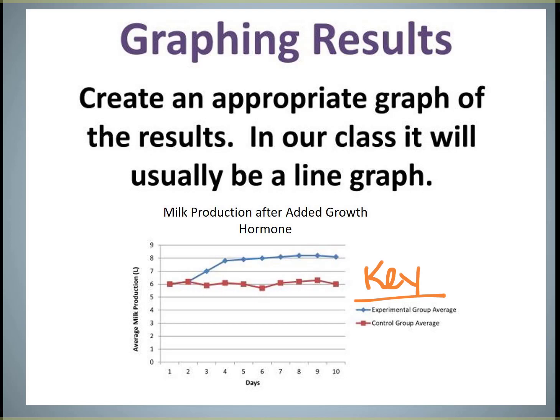Again, I have my x-axis here. This is my independent variable. So I'm recording over time what this added hormone is doing, or looking at the control, to see that things are just normal. And then here is my y-axis. This is my dependent variable. So as time goes by, we see that the average milk production is increasing.